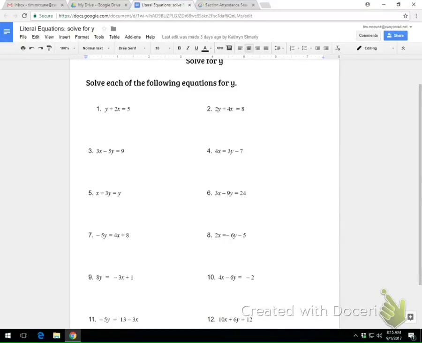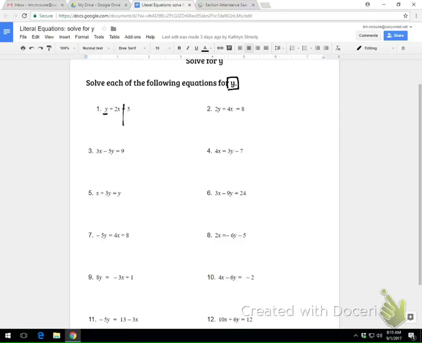So on this paper, we're going to be solving for y. No matter what, in each equation, you're trying to get y by itself. You would go about it the same way as you normally would. Just pretend y is the only letter you're working for. Don't sit there and think about the x and all that stuff. Just go from there.